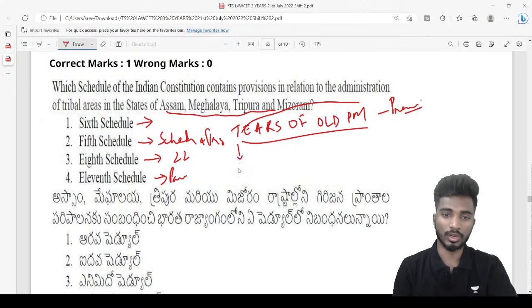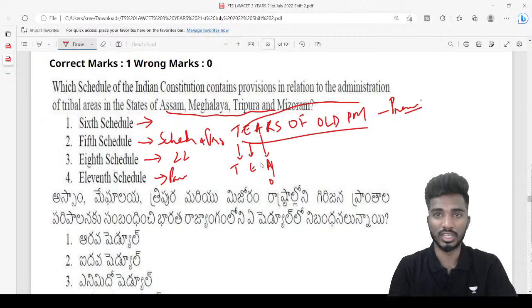T is the first one, that is Union and its territory. E deals with emoluments, allowances and privileges of offices. A talks about forms of affirmations or oaths by various members. R talks about representation of states in Rajya Sabha. And S, 1, 2, 3, 4, 5: S talks about scheduled areas and tribes. The 6th schedule, that is O, is other areas, that is Assam, Meghalaya, Tripura and Mizoram.